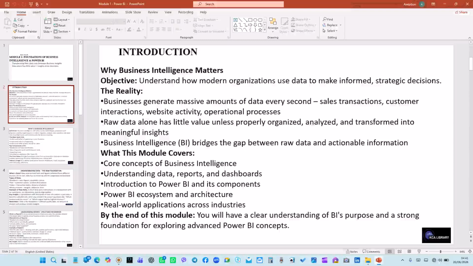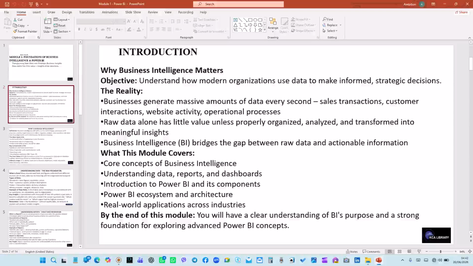The reality is that businesses generate massive amounts of data every second, ranging from sales transactions, customer interactions, web activities, and operational processes. Raw data alone has little value unless it is properly organized, analyzed, and transformed into meaningful insight. Business intelligence, which is BI, bridges the gap between raw data and actionable information.